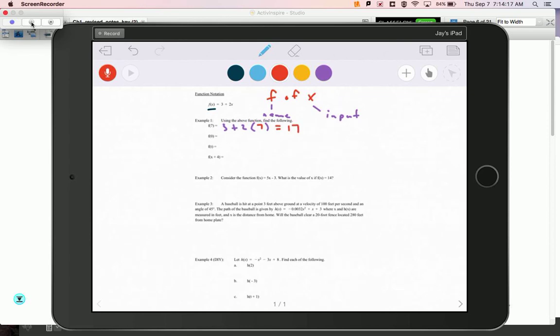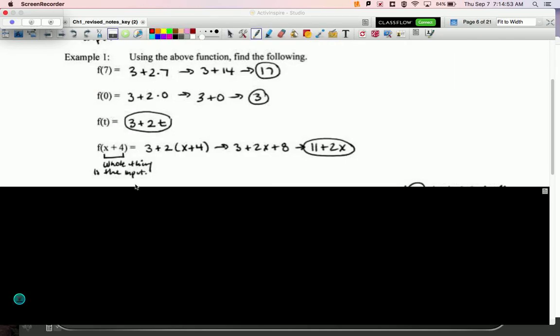So go ahead and do these 3 examples, and I'll flip over to the answers. So pause the video now, and we'll flip over to the answer. So here are the examples. You were supposed to put in a 0, so 2 times 0 is 0, plus the 3, you get 3. When you put t into the function, it just replaces the x, and so you're left with a 3 plus 2t, no like terms.